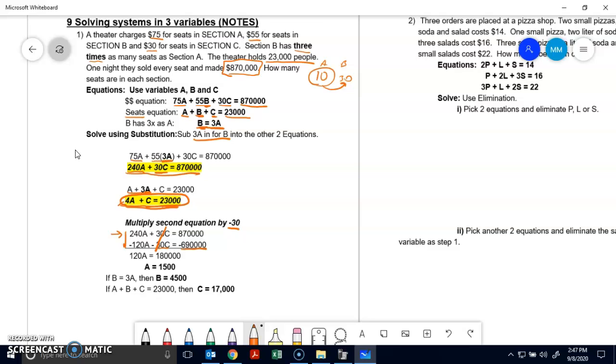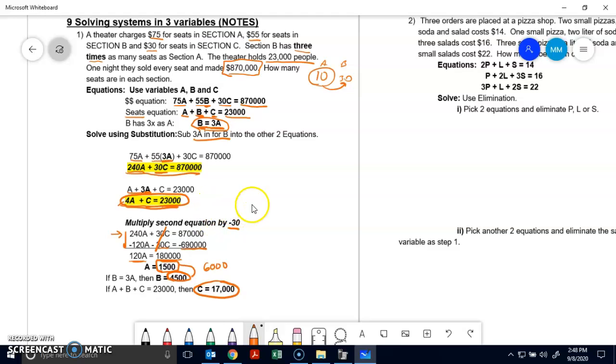I combine my A's together. 870,000 minus 690,000 is 180,000. And then I divide by 120, and I get 1,500 seats in section A. But I also know that B is 3 times that, so that's simple enough to figure out: B would be 4,500. These two together give me 6,000 seats. And if the total number of seats was 23,000, that means section C has 17,000 seats in it, simply by subtracting the 6,000 from 23,000.